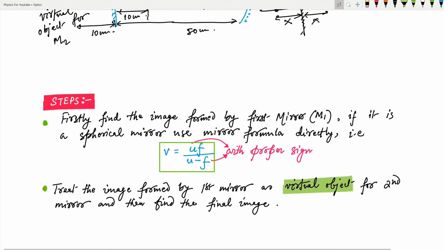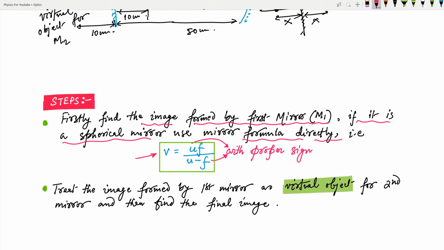See, it's very easy. The steps are, firstly, find the image formed by the mirror M1. If it is a spherical mirror, then use the mirror formula directly, and we need to use this formula for V because we need to find the position of the image formed by the first mirror. So V is equal to UF divided by U minus F, and this formula should be used with proper sign. Now for the second reflection, the image that we got will act as a virtual object for the second mirror, and then find the final image.